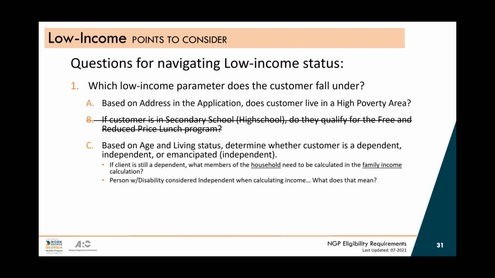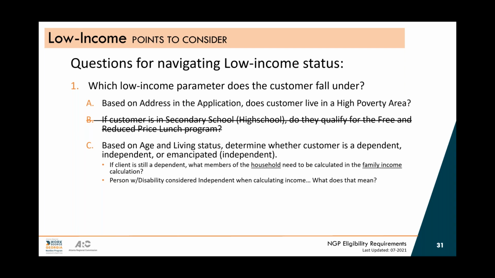For in-school youth only, there's an option of the free and reduced lunch program. So if someone's in high school and they qualify under the free reduced program, then proof of that qualification could be your proof of low income status. But of course it's crossed out because it's only for in school.